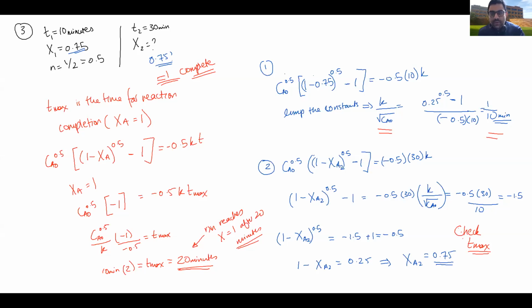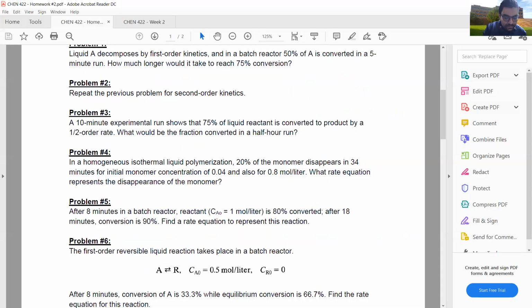Okay, number 4. In number 4, you're being told that in a homogeneous isothermal liquid polymerization, 20% of the monomer disappears in 34 minutes for initial monomer concentration of 0.04 as well as for 0.8. What rate equation represents the disappearance of the monomer?